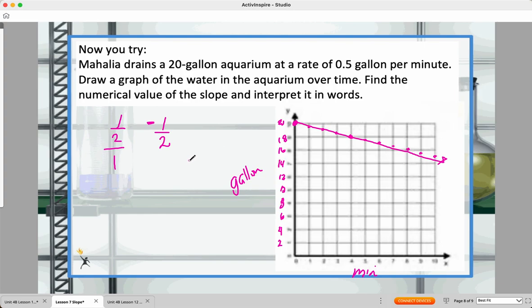Okay, so you're going to tell me in words. The aquarium loses a half a gallon per minute.